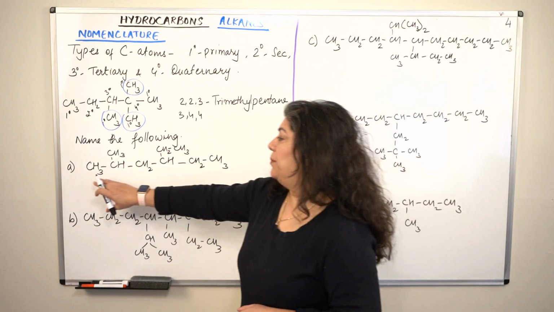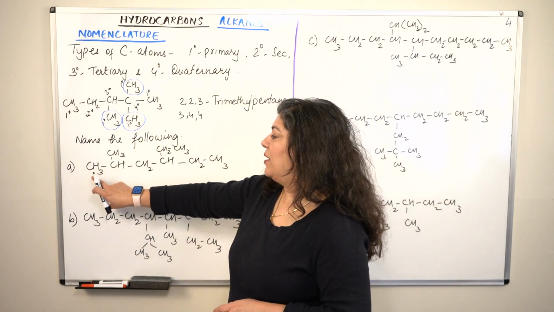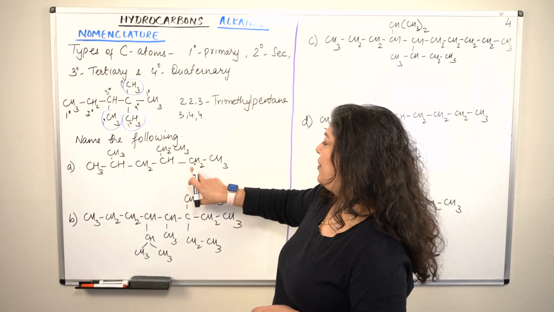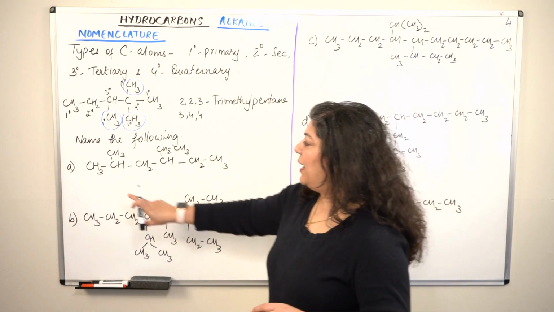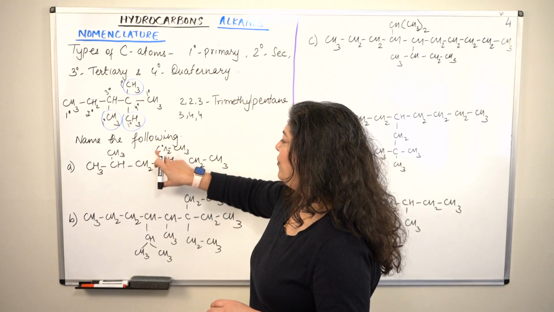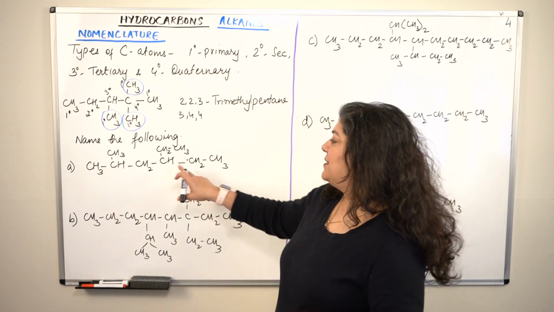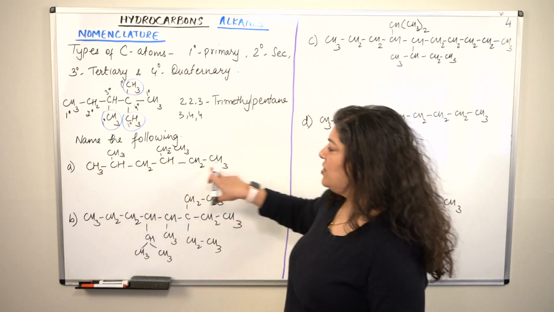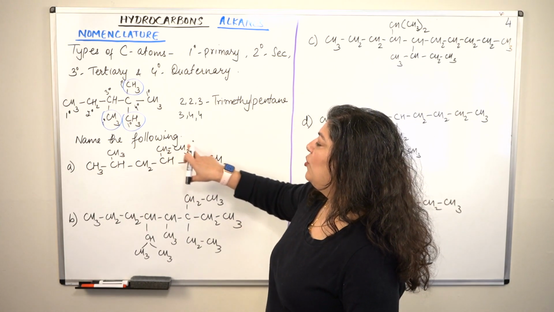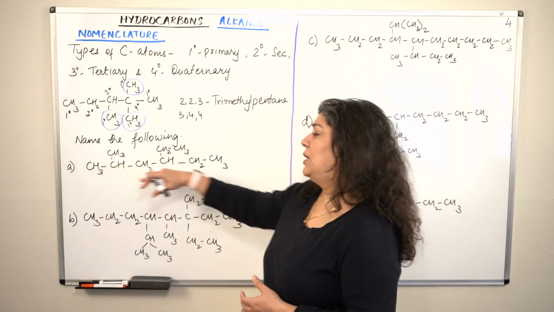This is the first compound. It has got how many carbons? 1, 2, 3, 4, 5, 6. The longest chain has 6 carbons. Look here, I could have counted 1, 2, 3, 4, 5, 6. Even in that case, this carbon would have had an ethyl group on this side. And if I count it this way, then this carbon has an ethyl group on that side. It's always easier to keep the compound straight.